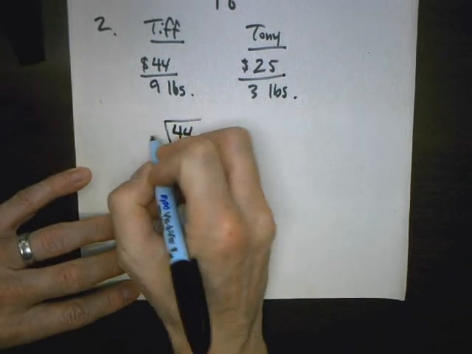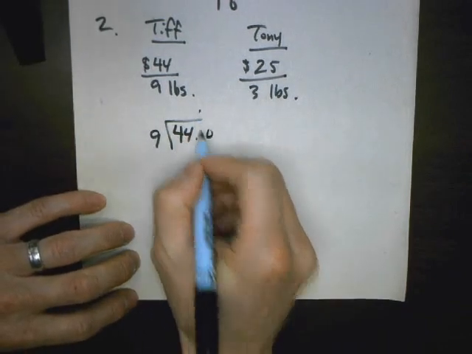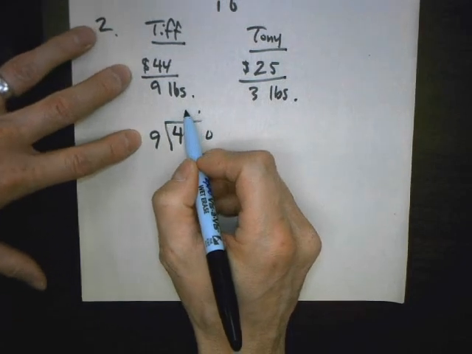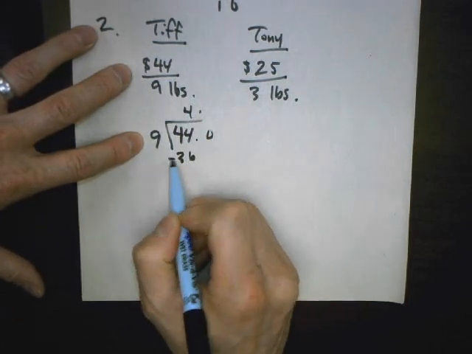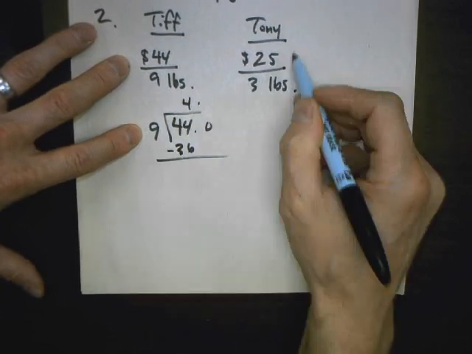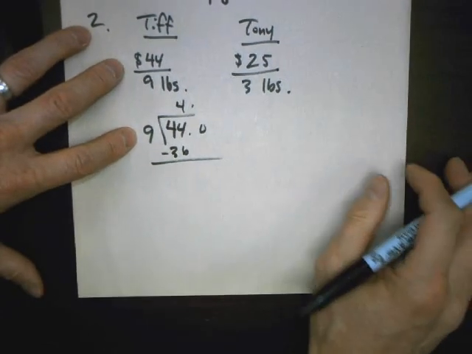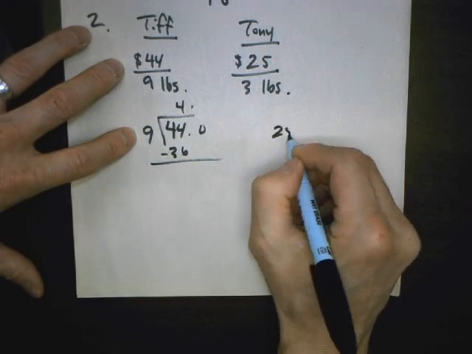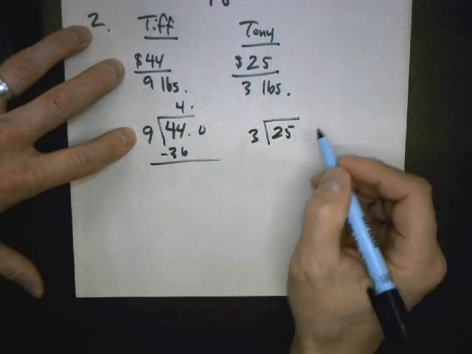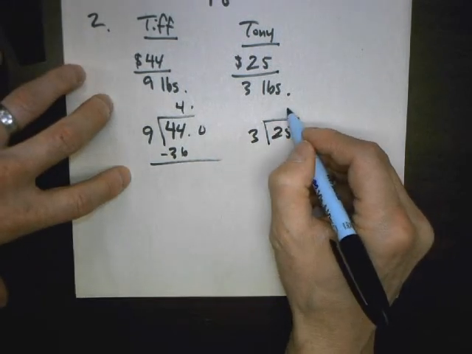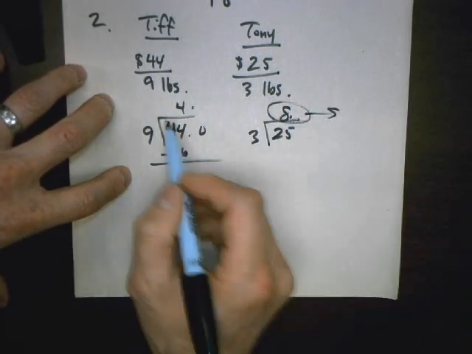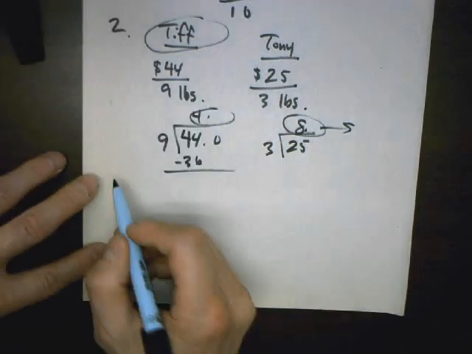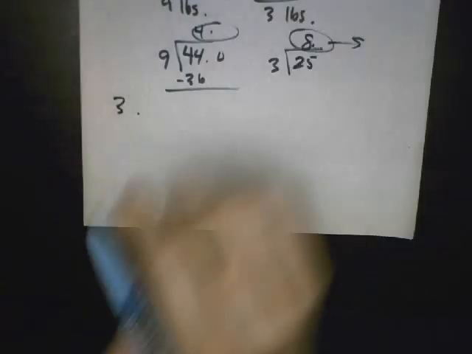So I go in and out. 44 goes in, 9 goes out. That goes in about, what's that about? Well, I know 9 times 5 is too big, so let's try 4. 36. And I'm going to stop right there because that might be enough. Over here, $25 in, pounds out. That goes in about 8 times. I automatically know that $8 and some change is more than $4, so Tiffany had the better buy there. She paid less.